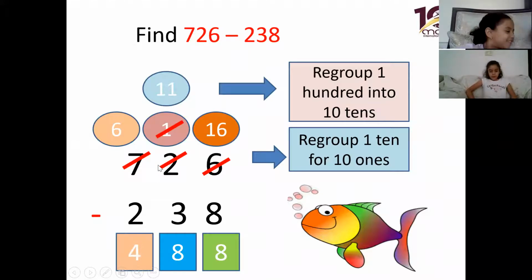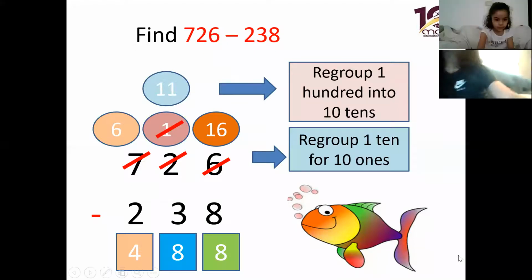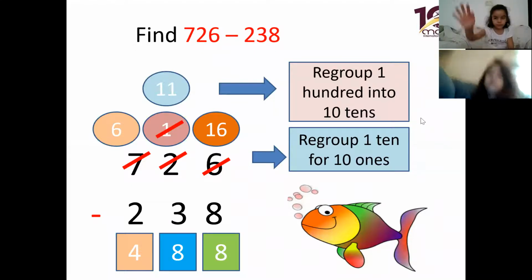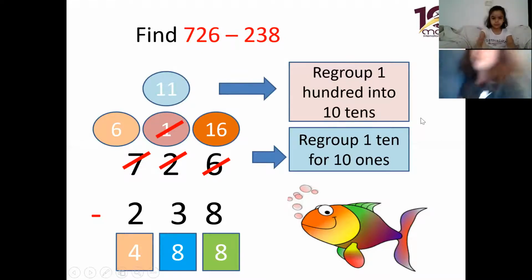Who can read the answer for me? Who can read the answer? Malak, Manar, Yasmina, Manar, Lamar. Why your camera's off, ya Lamar? You need to turn it on, please. Thank you. Yes, Masa. Can you read the answer? What is this number? 488. Excellent, ya Masa. Very well.